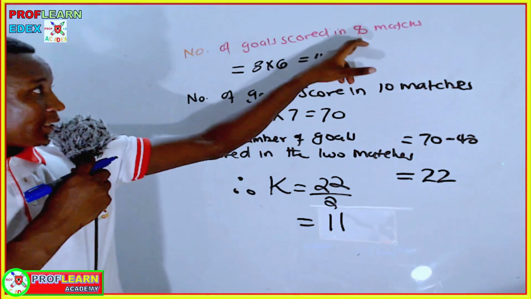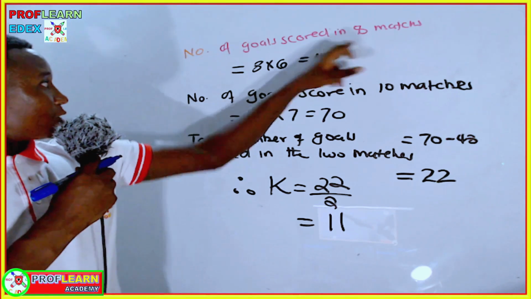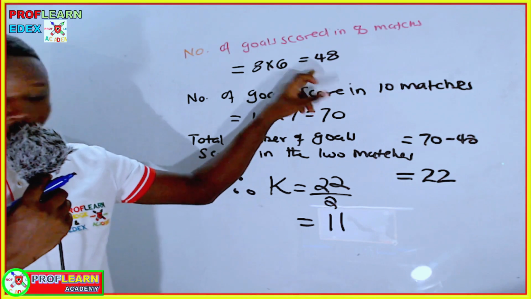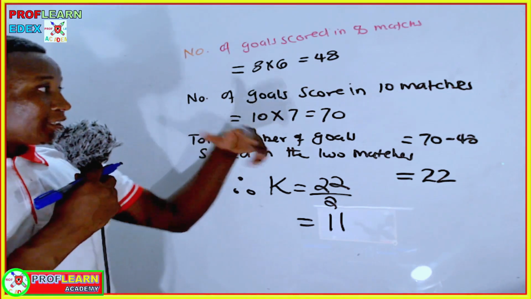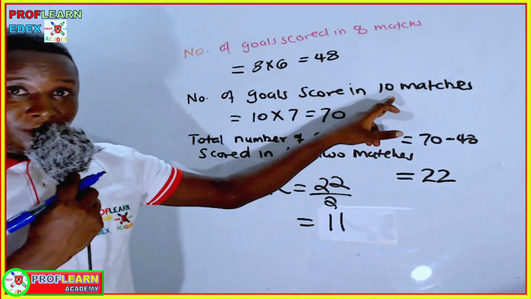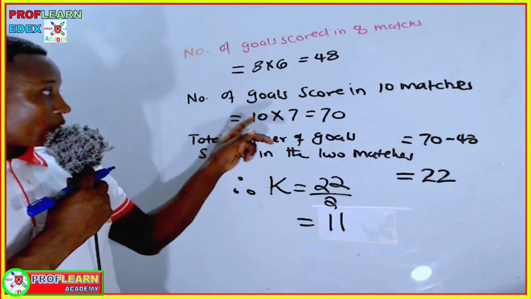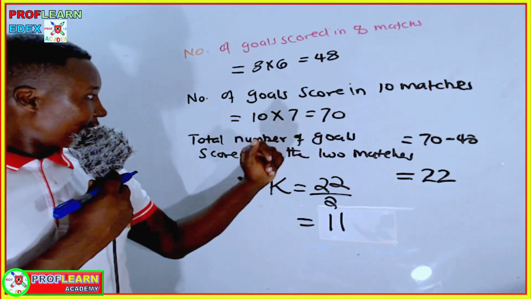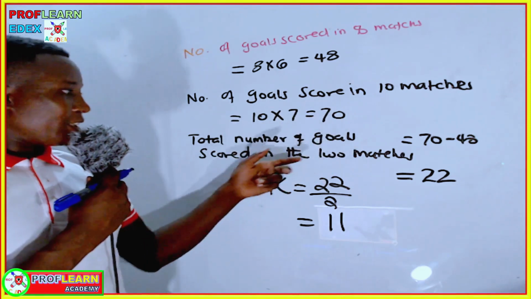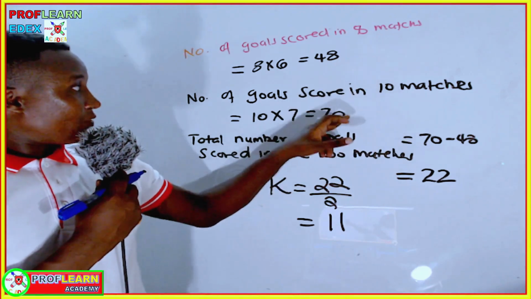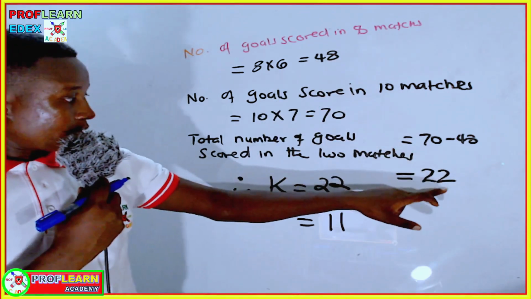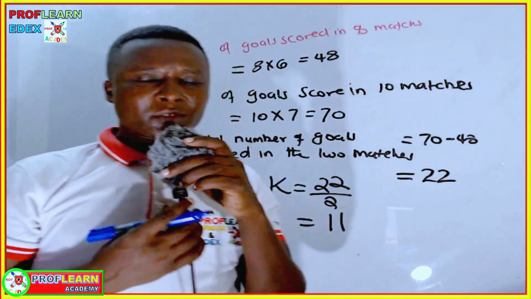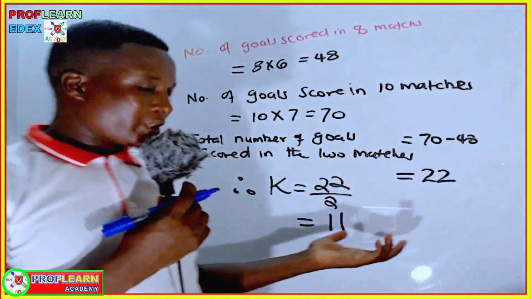This one, we were given 8 matches, the mean was 6. So the total number of goals is 6 times 8, which is 48. When they played 2 more matches, the total matches became 10. If their mean was 7, then the total goals scored was 10 times 7, which is 70. So the number of goals scored in the 2 matches will be 70 minus 48, which gives 22. But you are told that in the 2 matches, each match the team scored k goals. Then what's going to be the value of k?